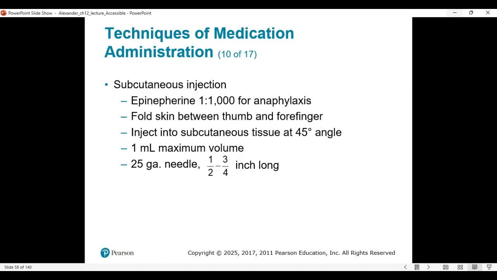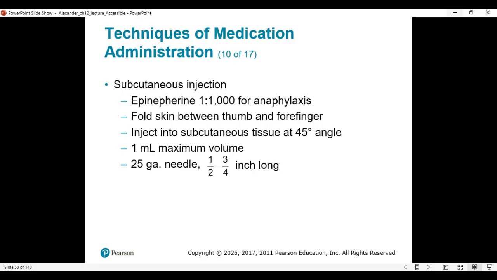Subcutaneous injection. A good example we used to do is epi or epinephrine, 1 to 1,000 during an anaphylactic shock or an allergic reaction. Granted, some protocols may still use this. I know most of them in my area use IM instead.